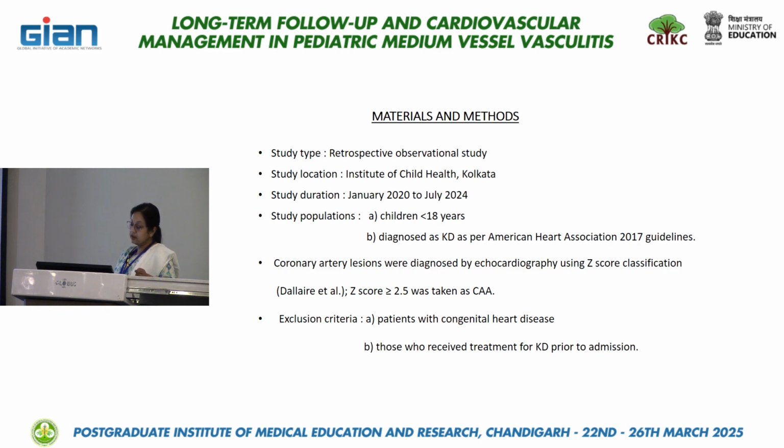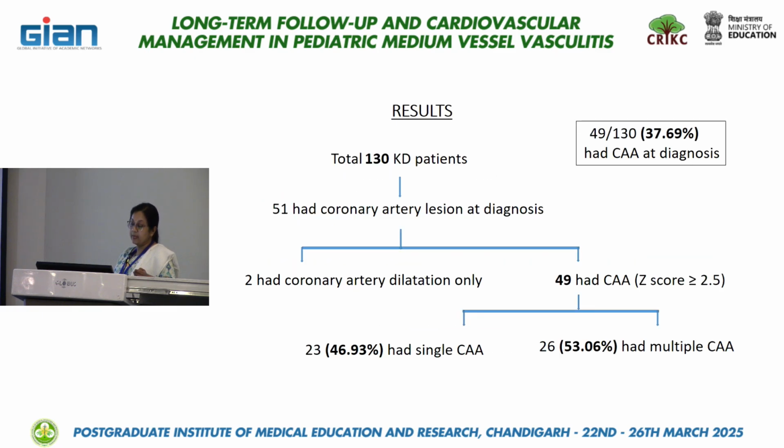Aneurysm was detected by using ECHO, the Dallaire et al. system we used, and a Z-score of more than or equal to 2.5 was taken as aneurysm. Patients with congenital heart disease and those who received treatment for KD prior to admission were excluded from the study. Among the 130 total KD patients included in the study, 51 had coronary artery lesions at diagnosis. 2 had only dilatation, 49 had aneurysm. In our study, almost 38% had coronary artery aneurysm at diagnosis, among whom 23 had single aneurysm and 53% of patients had multiple aneurysms at diagnosis.